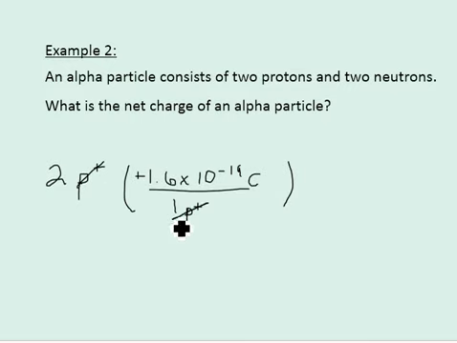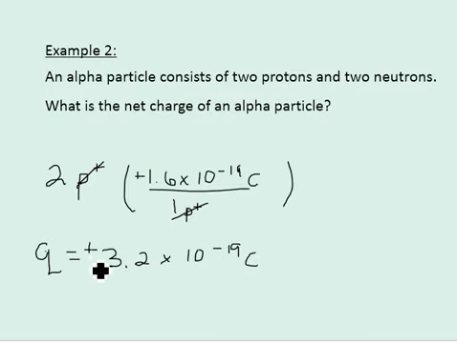My 1 proton, my 1 proton. So essentially q here would be equal to 3.2 times 10 to the negative 19th coulombs. And again, it would be positive.